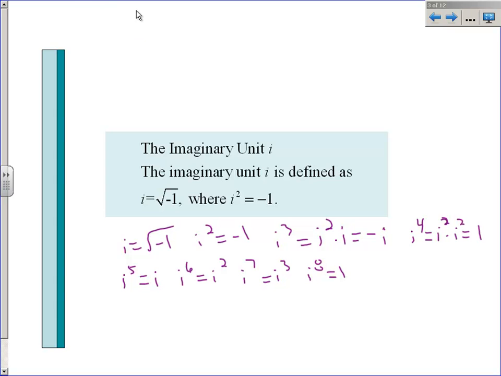So let's just write this down here. i to the first, we're just going to call that i. i squared, we're going to say that's -1. i cubed is -i, and i to the fourth, we're going to call that 1. So your answers to i to any power go in that order right there.